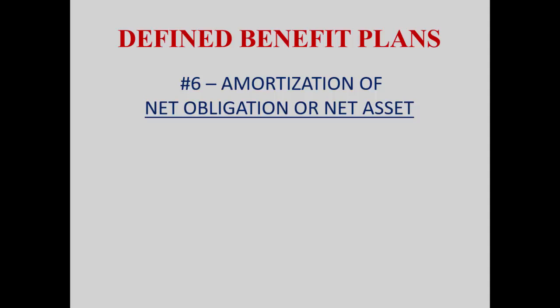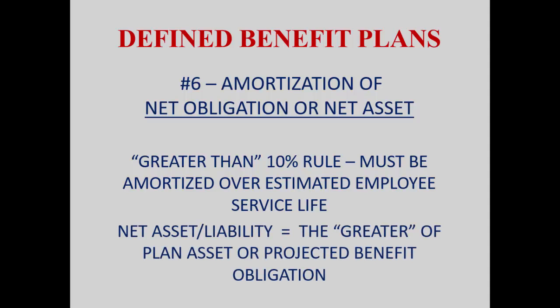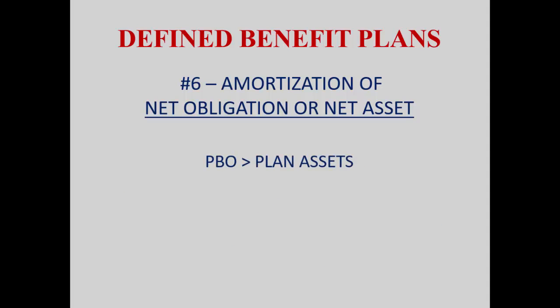The 6th component, amortization of net obligation or net asset. So this is where you look at the greater than 10% rule. It must be amortized over the estimated employee service life. So you want to look at the greater of the plan asset or the PBO, the projected benefit obligation. If the PBO is larger, if the liability is larger than the plan assets, the funds you've set aside to fund the pension, then it's recorded as a liability, the net amount.